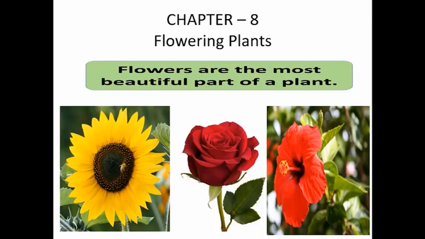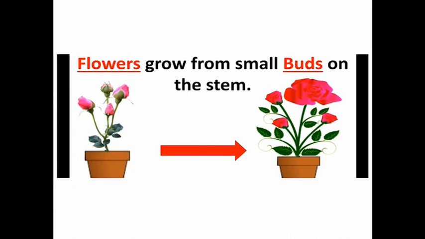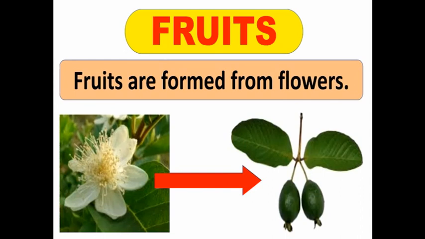Children, look at the pictures. Can you identify these flowers? Yes, sunflower, rose and hibiscus. Very good. Flowers grow from the buds that appear on the stem. And these flowers develop into fruits.